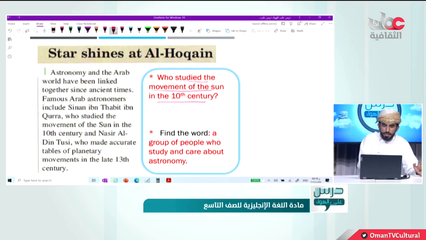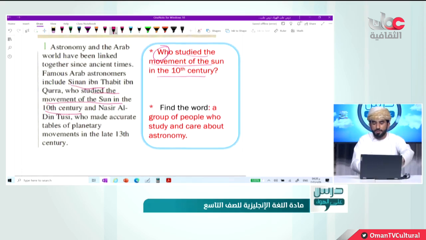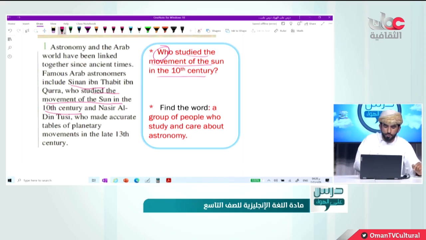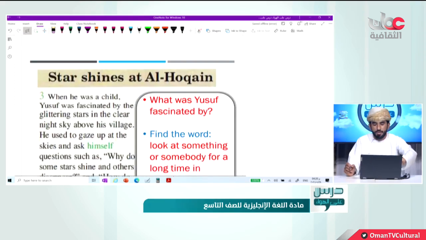Exactly. Thank you. In this one, studied the movement of the sun in the sky. So who? We're talking about a person. Sinan. Exactly. Find the word: a group of people who study and care about astronomy. We named them last week. What are they called? Astronomers. Exactly. Which one? Here it is. Very good. Let's go because of the time.